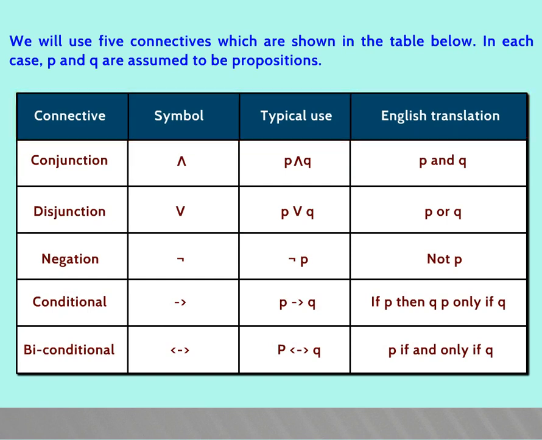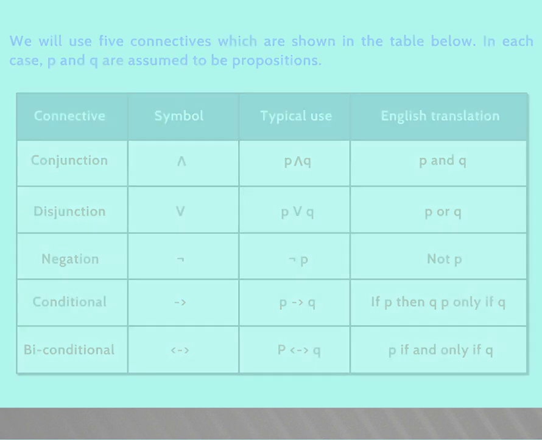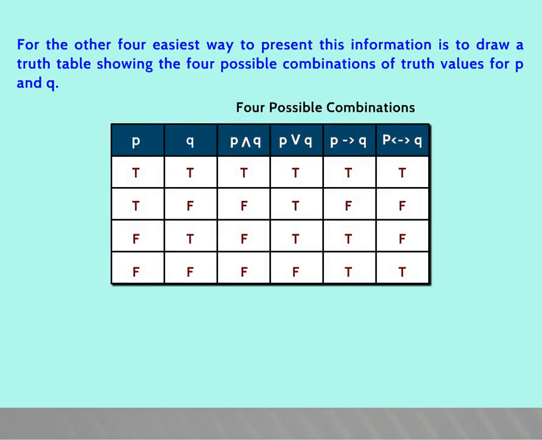Connective, symbol, typical use, English translation. Conjunction, P ∧ Q, P and Q. Disjunction, P ∨ Q, P or Q. Negation, ¬P, not P. Conditional, P → Q, if P then Q, P only if Q. Biconditional, P ↔ Q, P if and only if Q. For the other 4, the easiest way to present this information is to draw a truth table showing the 4 possible combinations of truth values for P and Q.